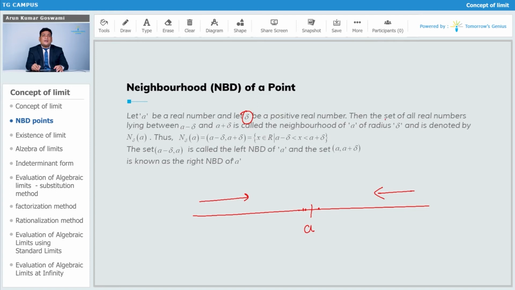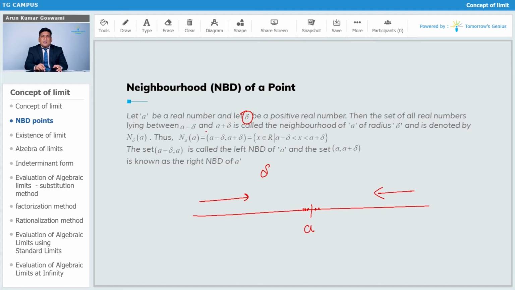Then the set of all real numbers lying between a minus delta and a plus delta is called the neighborhood point. It is not necessary that you always take delta when solving the problem. Most probably I'm going to take the value as h, so you can take h, that's not a problem. My concept here is we have to take only one small positive number. So delta is very small and positive, very near to a.